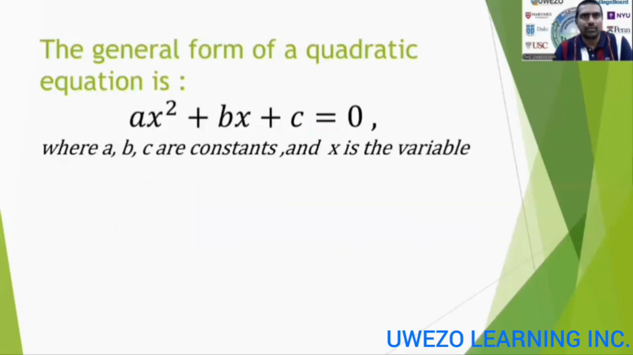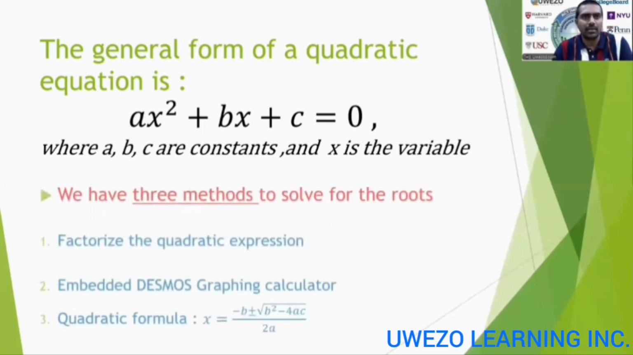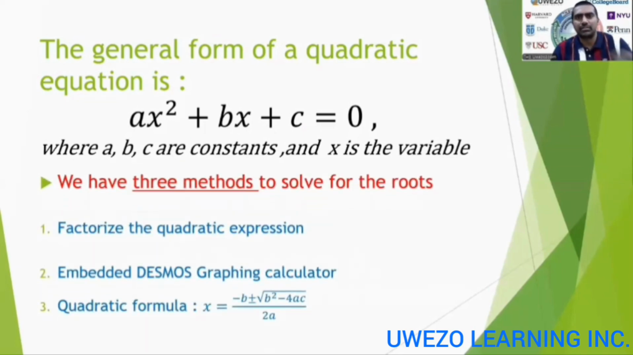The general form of a quadratic equation is ax² + bx + c = 0, where a, b, c are constants and x is the variable. Now we have three methods to solve for the roots. You could factorize the given quadratic expression, or you can use the Desmos graphing calculator, or we can also use the quadratic formula when the options are in the square root form.